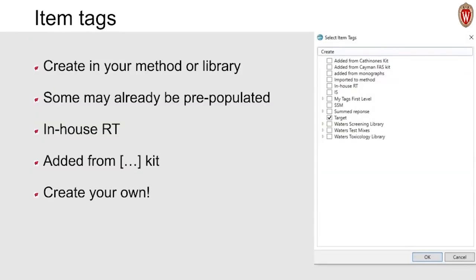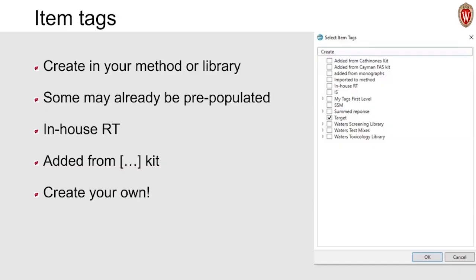All right, let's start with item tags. Item tags exist in the compound library entries as well as within the method, but updating in one doesn't cause an update in the other. Many of these are pre-populated from Waters, but you can make your own as you see fit. My favorite item tag that we use is called in-house RT. Talked about it a little bit in the last slide.